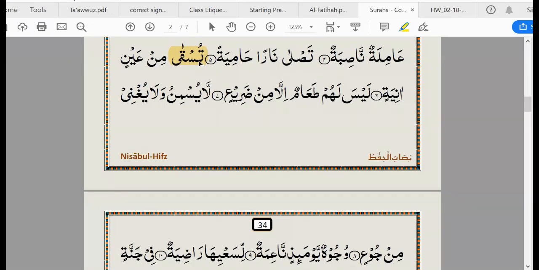Bismillahirrahmanirrahim. Tusqa min aynin aniyah. Aniyah. We have vertical fatha here, right? So prolonged. Aniyah. Yeah, Jazakumullah. Carry on.